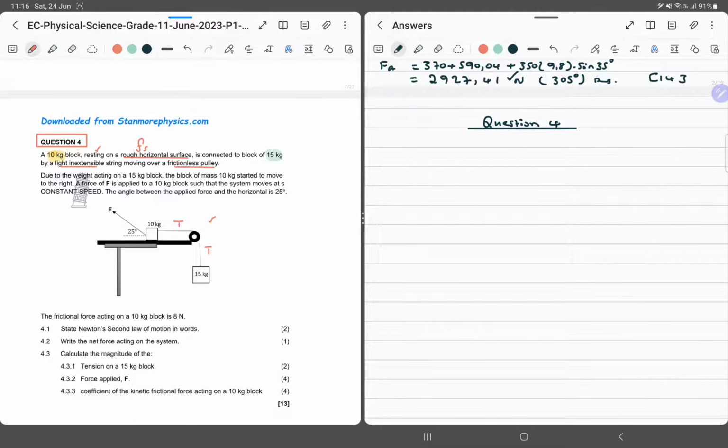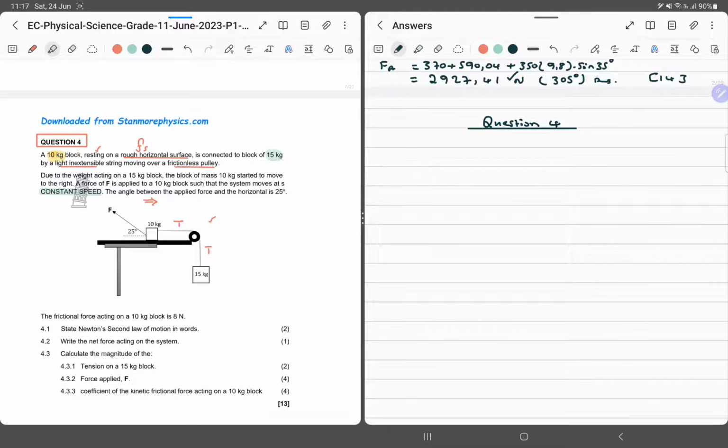Okay, great. Now due to the weight acting on the 15 kg block, the block of mass 10 kg started to move to the right. So the direction of motion is like this. Now a force F is applied to the 10 kg block such that the system moves at constant speed. Now that is a big statement.